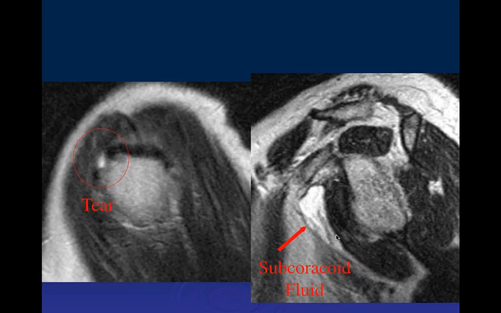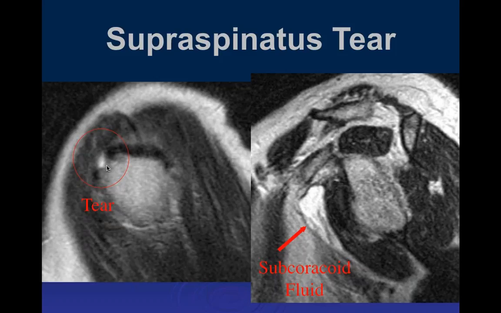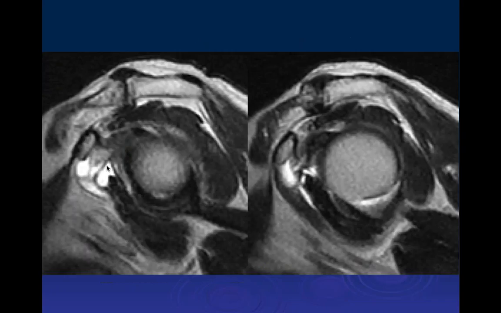And sometimes the subcoracoid fluid is more obvious than the small tear that may be leading to it. This is a low field scanner, which we can see, but that's a full thickness supraspinatus tendon tear, and sometimes these fluid collections can be very helpful to improve your sensitivity.